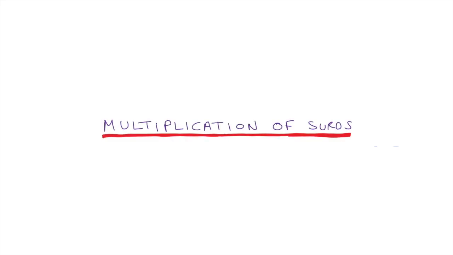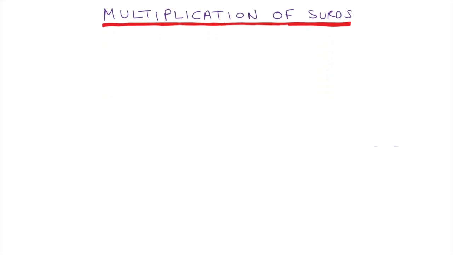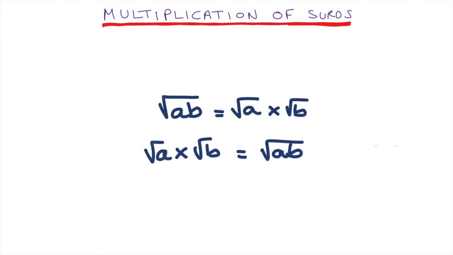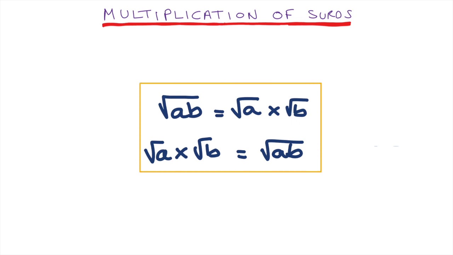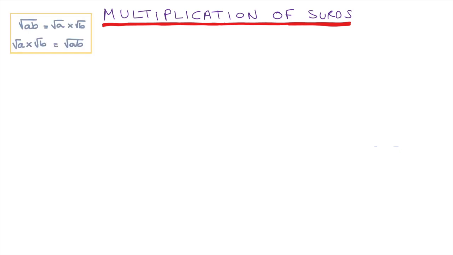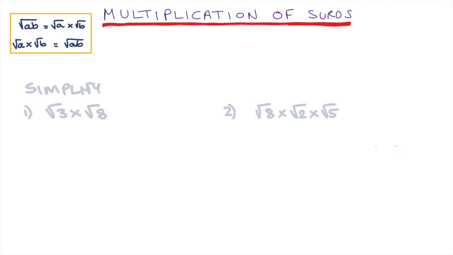Now we're going to continue with the topic of surds, building on from yesterday, multiplication of surds. We said yesterday root AB is equal to root A times root B, and root A times root B is equal to the square root of the product AB. We established that yesterday. Now let's look at multiplying some surds.